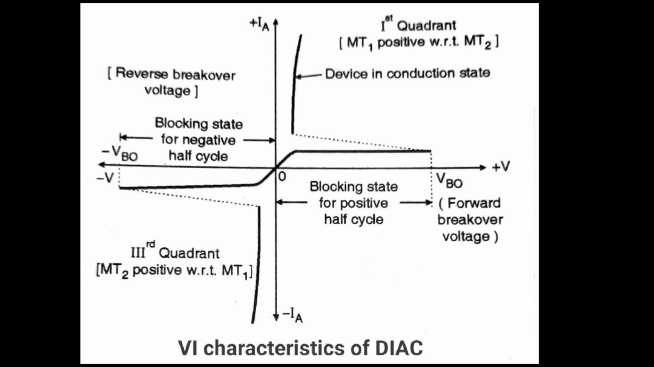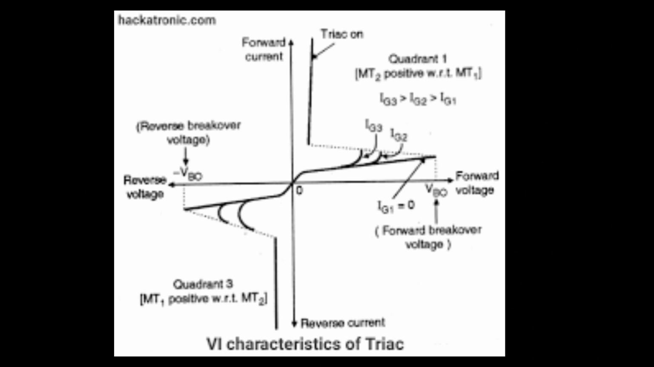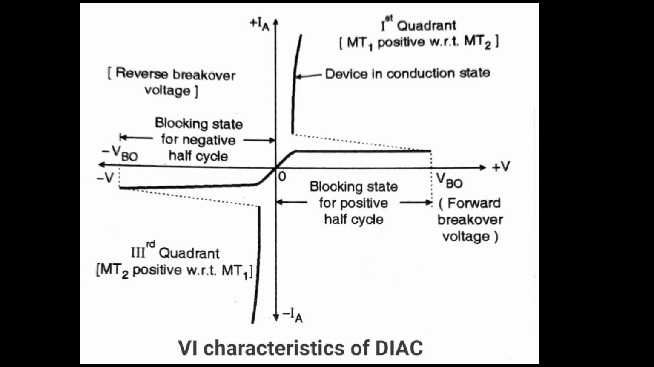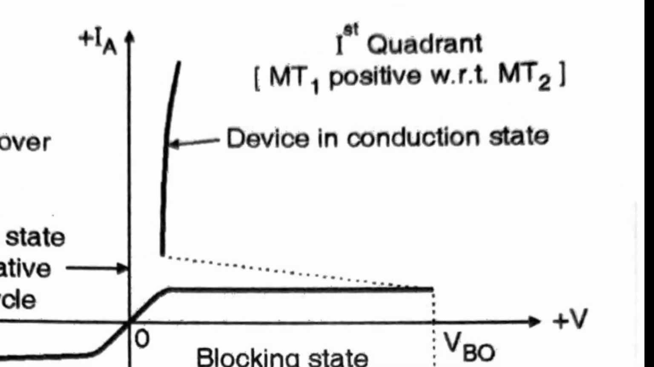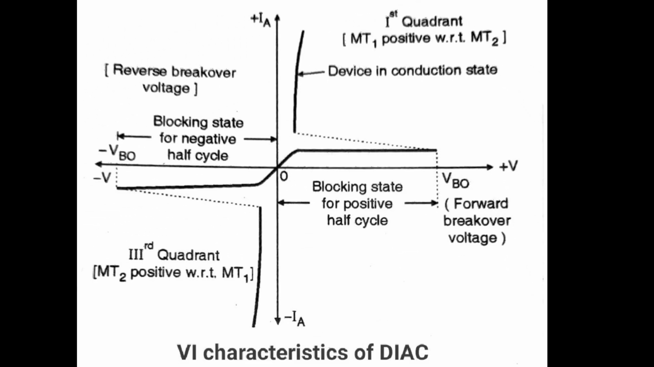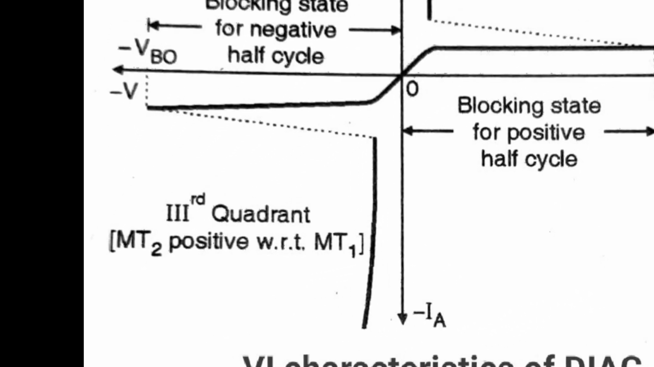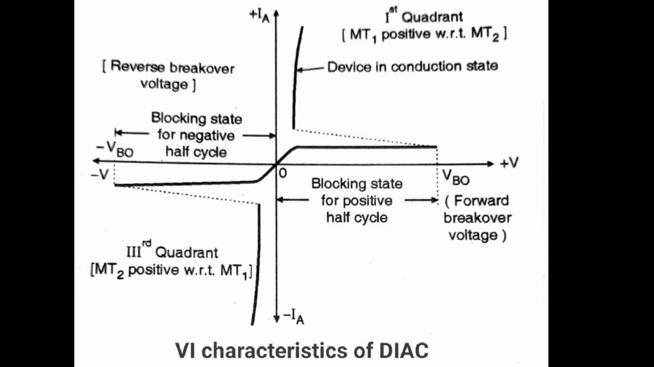The characteristics of the DIAC are very much similar to that of the TRIAC. For the positive half cycle of the AC supply, the characteristic is obtained in the first quadrant and a similar characteristic for the negative half cycle is obtained in the third quadrant as shown in the figure. The breakover voltage of a DIAC ranges from 28 volts to 42 volts. The typical turn on time ranges from 50 to 500 nanoseconds. The turn off time is much longer, about 100 nanoseconds.